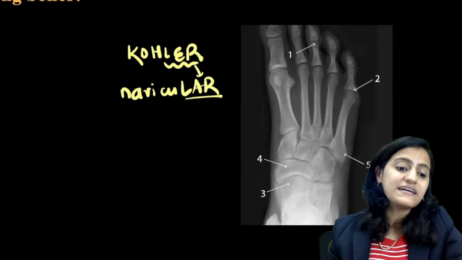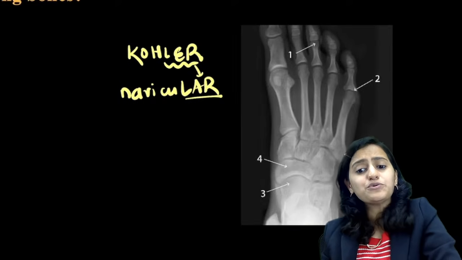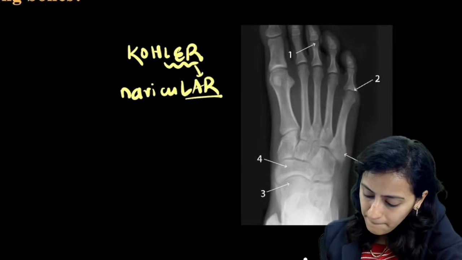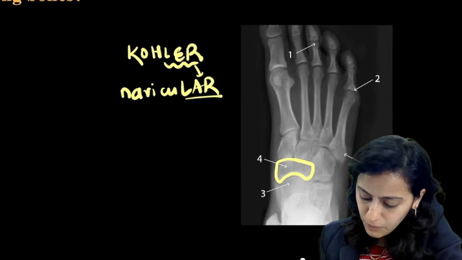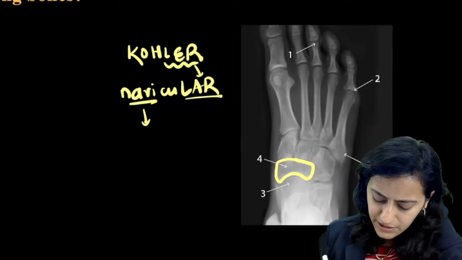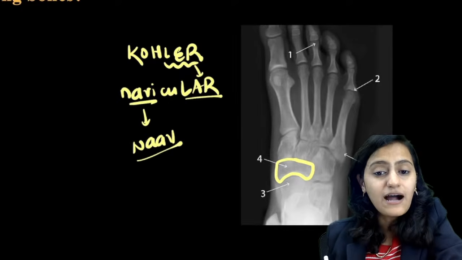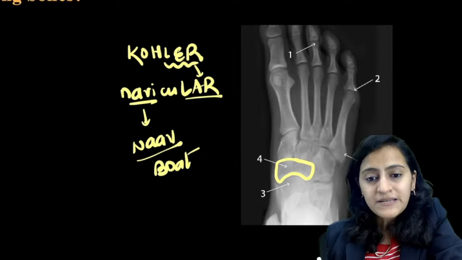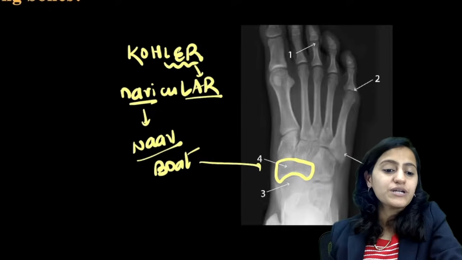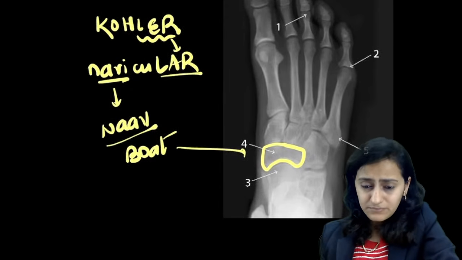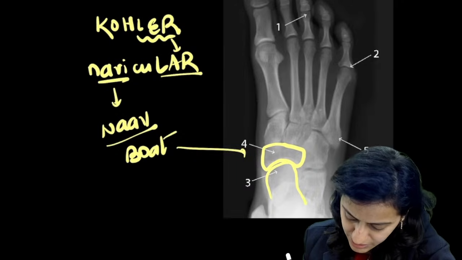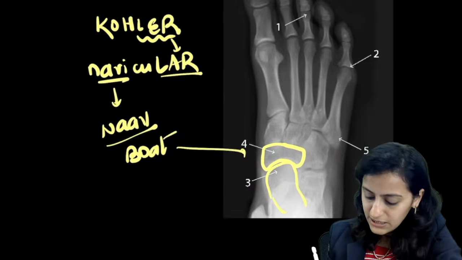So Kohler's affects navicular. And how do I identify the navicular bone? By this boat shape bone here. Navicular, remember navicular is like a nav. That means it's like a boat. So this boat shaped bone here, that is the navicular. The bone labeled 3 here.